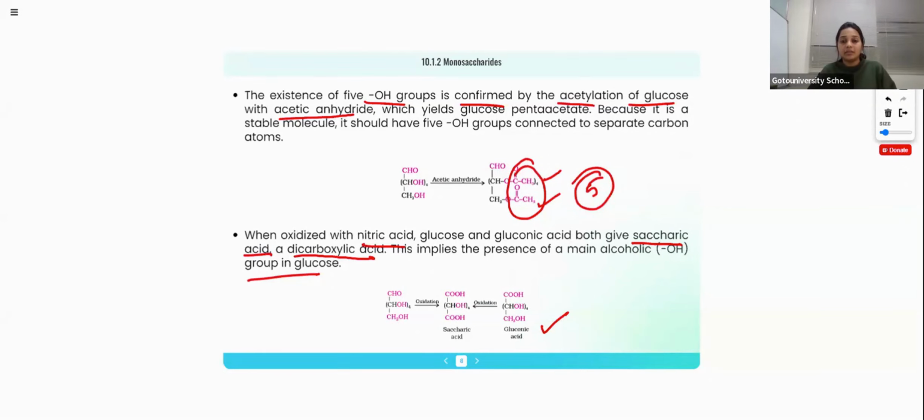It is a saccharic acid. It is a dicarboxylic acid. Okay, glucose will produce saccharic acid, and gluconic acid will also produce saccharic acid. So normally in glucose, one group is CHO and the other one is CH2OH. If the CHO is converted into an acid group, that is gluconic acid. If the CH2OH group also converts into an acid group, that is called saccharic acid.